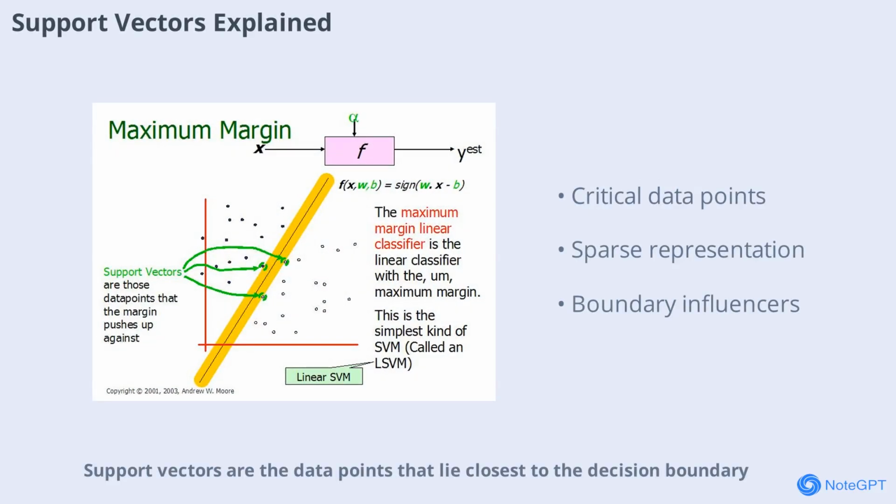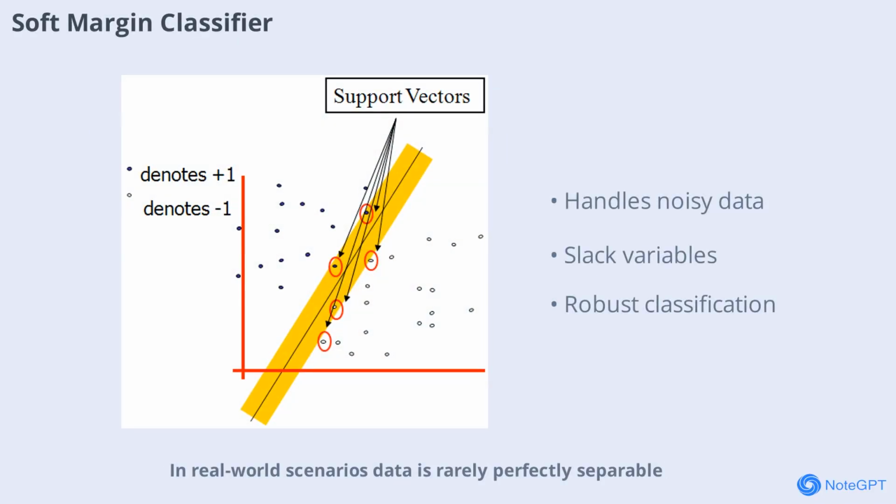Support vectors are the data points that lie closest to the decision boundary. These points are critical because they directly influence the position and orientation of the hyperplane. If you were to remove a support vector, the optimal boundary could shift. This property makes SVM sparse, as only a subset of the data points, those that are support vectors, are needed to define the model.